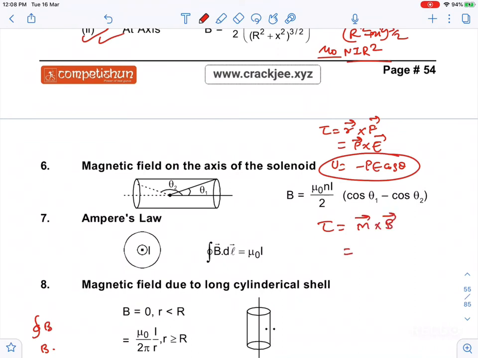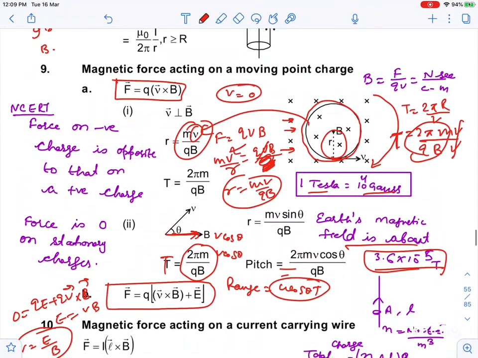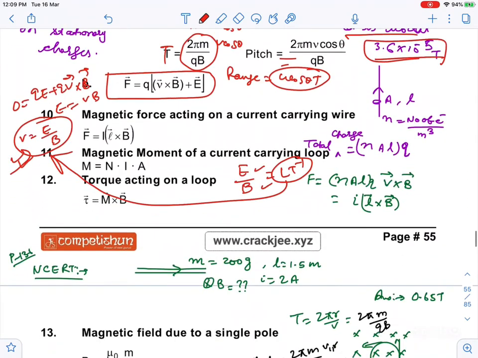But torque in magnetism, you write M cross B. This is magnetic moment and magnetic field. Torque can be written as M B sin theta. Now guys, one thing you have to keep in mind: when you get potential energy, it is minus M dot B, that is minus M B cos theta. Potential energy is a dot product and torque is a cross product. You should keep this in mind.